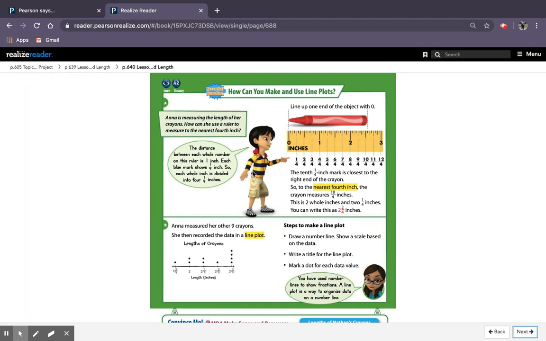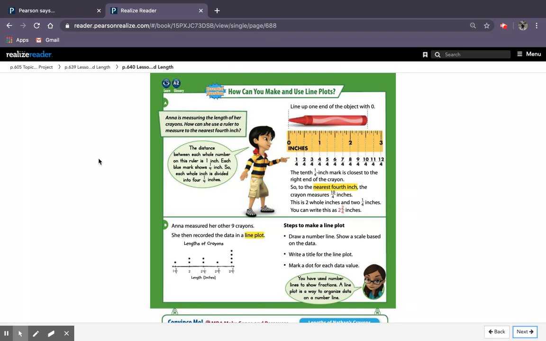Okay, so our essential question is how can you make and use line plots? A line plot is what we made on the page before this, where I just used dots going up, and you can see in part B right here, it also has the dots going up on this number line. So the example they're giving us is to solve this problem here.